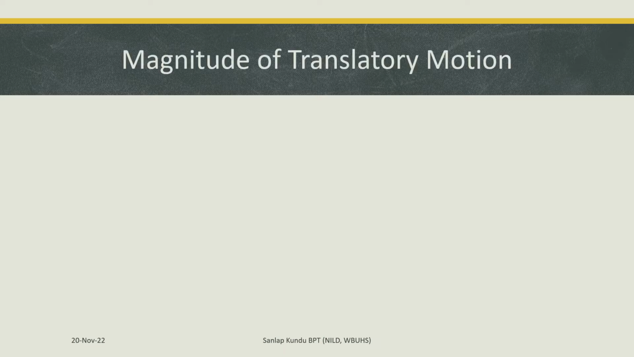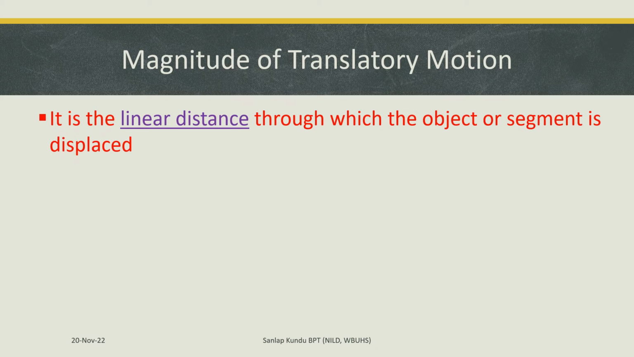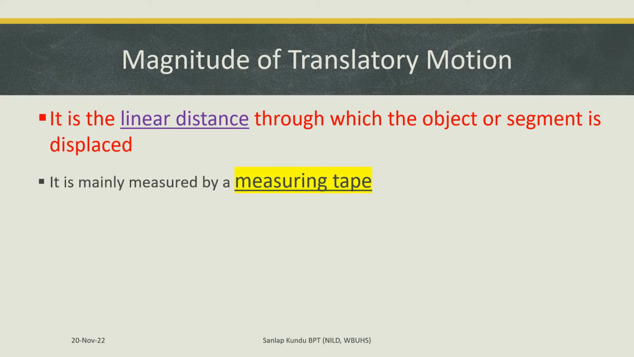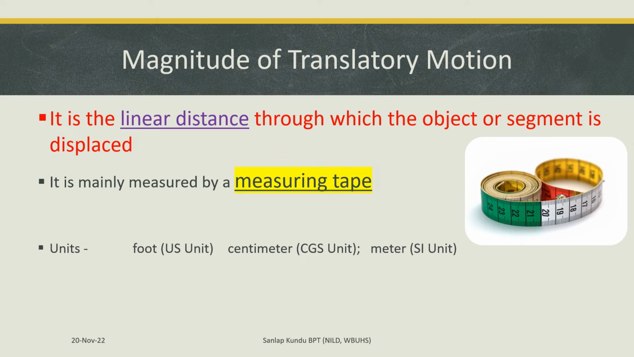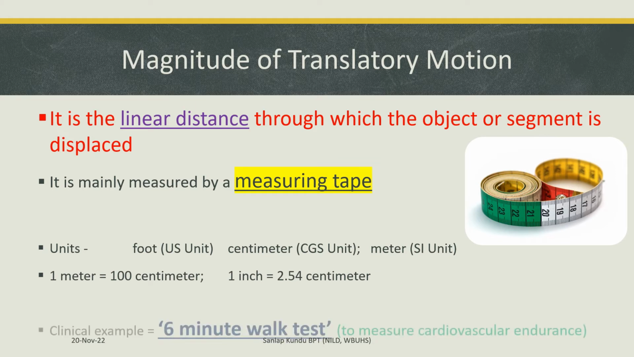Now the second basic motion is the translatory motion and we will talk about the magnitude of the translatory motion. It is the linear distance through which the object or segment is displaced. Now it is mainly measured by a measuring tape. The units are foot in US unit, centimeter in CGS unit and meter in SI unit. 1 meter is equal to 100 centimeter and 1 inch is equal to 2.54 centimeter.